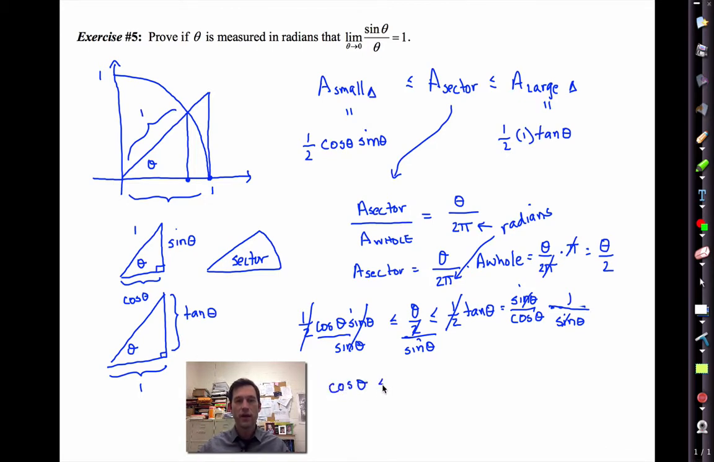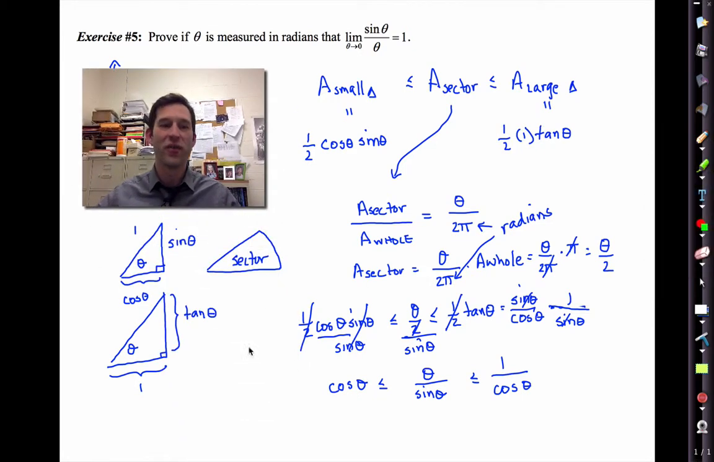Cosine theta is less than or equal to theta divided by sine theta, which is less than or equal to 1 over cosine theta. Now, this is where the best named theorem in all of mathematics comes in, what's known as the Squeeze Theorem or Sandwich Theorem. I actually like squeeze. That's my favorite. The Squeeze Theorem.